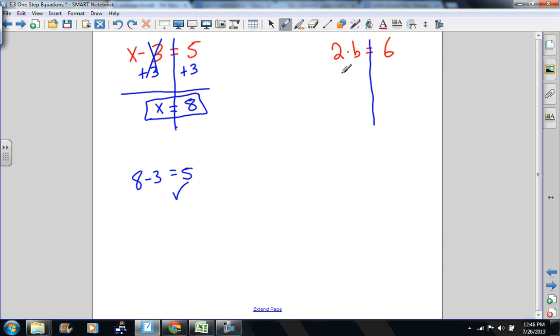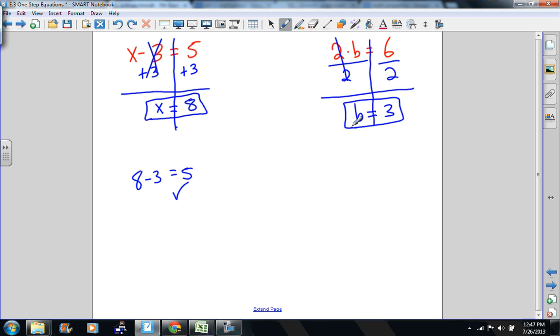We want to get rid of, this time, the 2, because it's on the same side as the b. But now we're not adding, we are multiplying. And so we have to do the opposite of multiplying by 2. Over here we did the opposite of negative 3. Now we have to do the opposite of multiplying by 2, which is dividing by 2. But to keep the scale balanced, we have to do the same thing on this side as well. Now, because we multiplied by 2 and divided by 2, those go away, and we're left with just b equals 6 divided by 2 is 3.